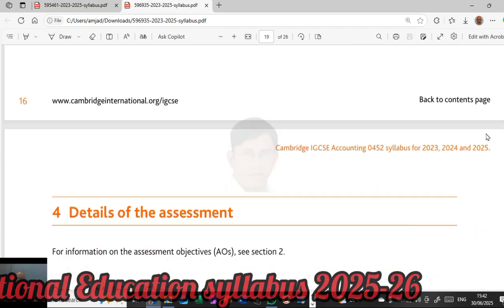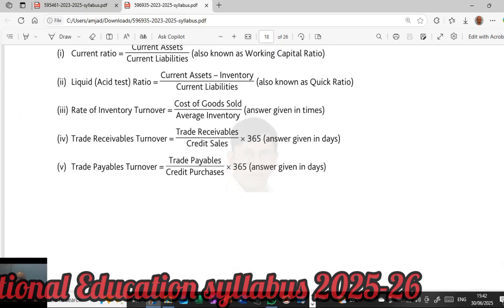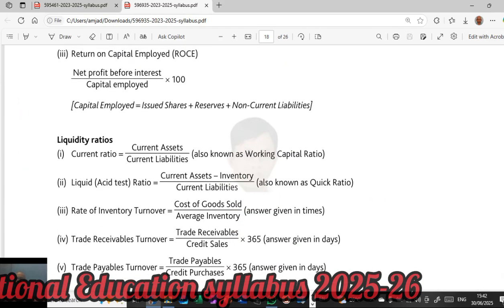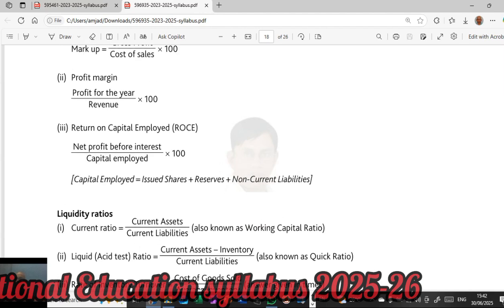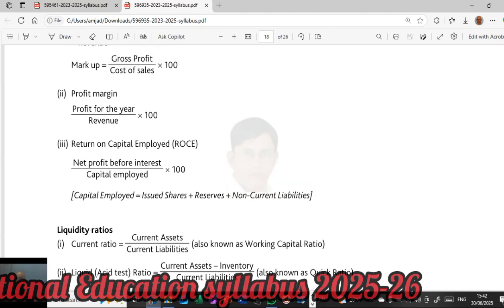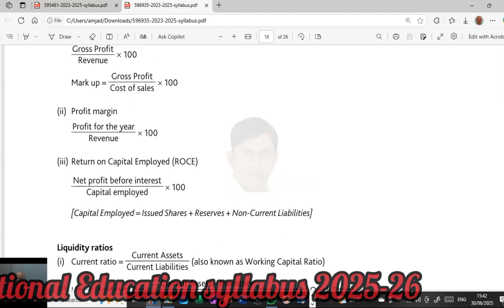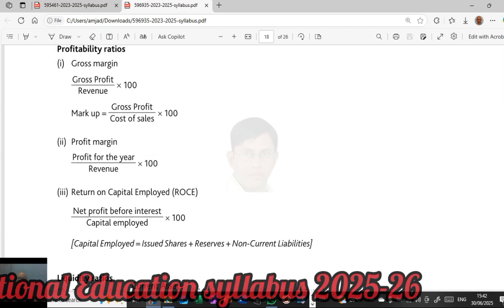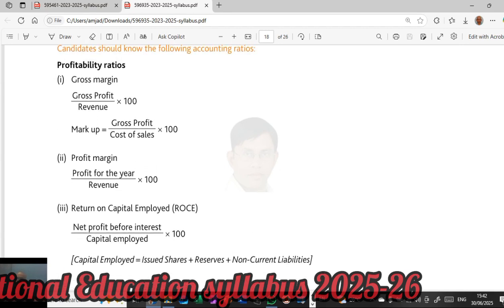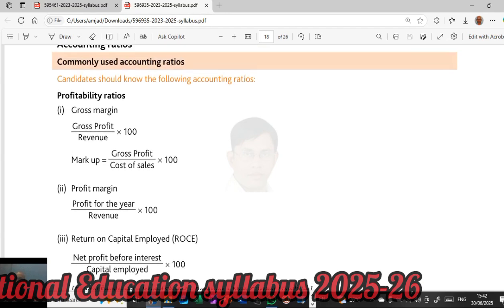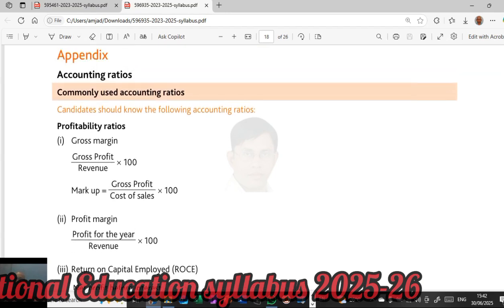So all these formulas you need to learn. They are important to calculate the various ratios in ratio analysis, or analysis of financial statements, in IGCSE accounting. Learn them first before applying, and how to calculate the various ratios is also being discussed.